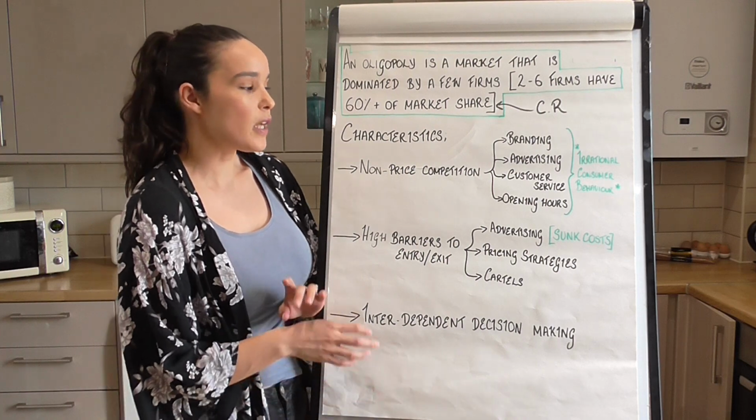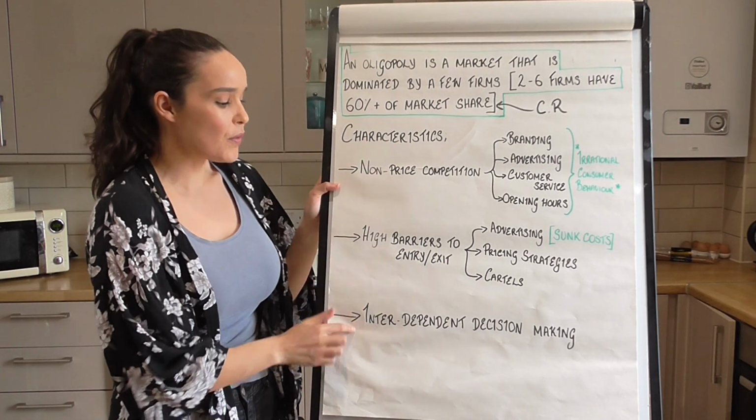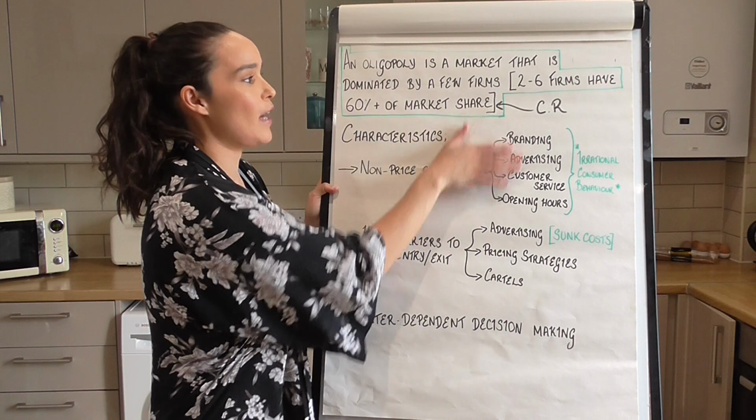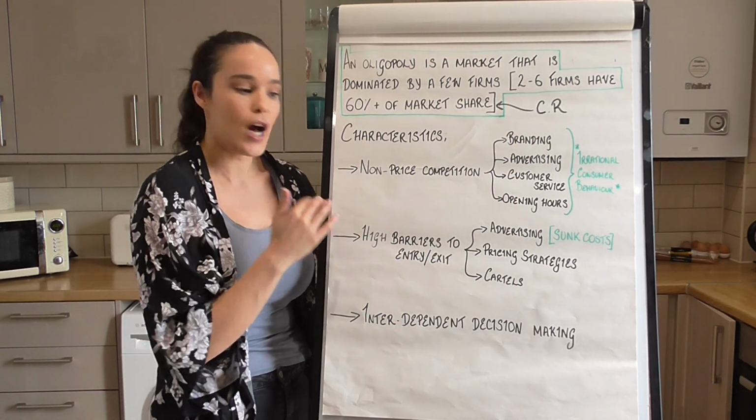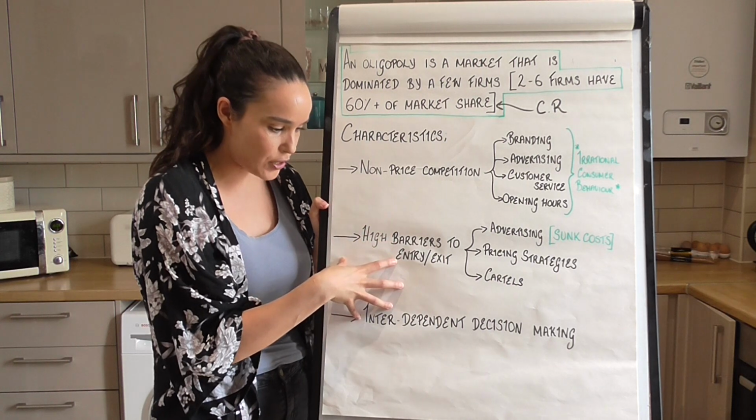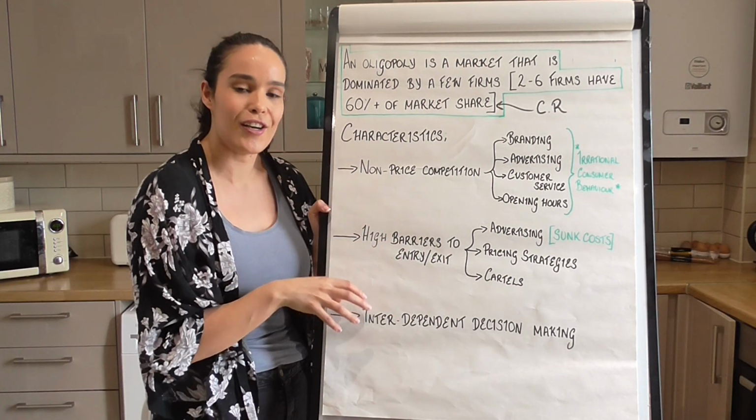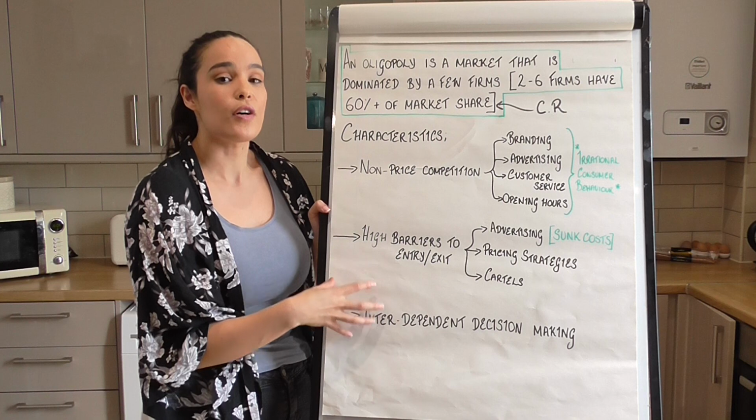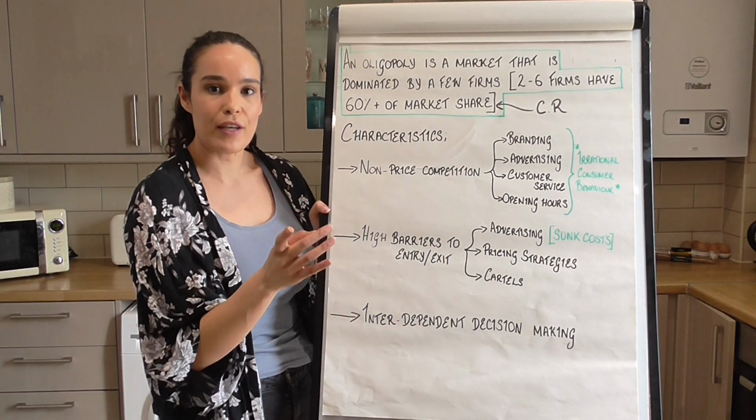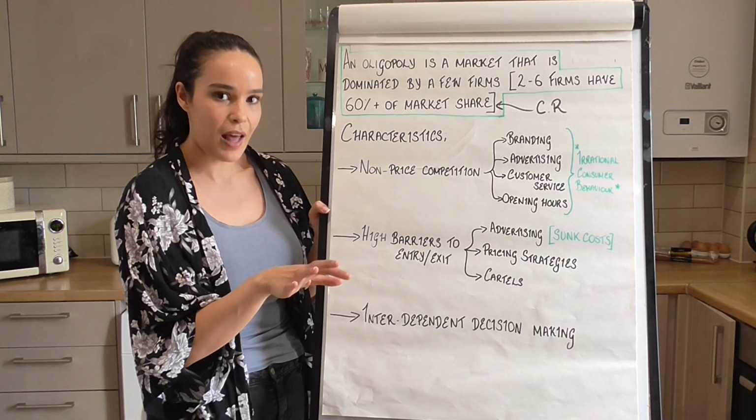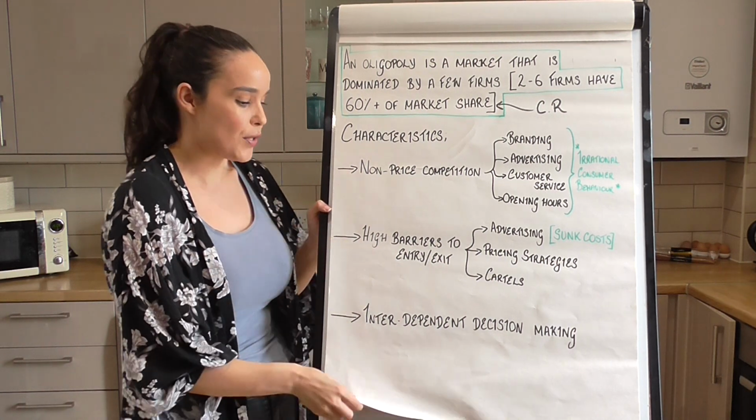So what I would like you to do, think about these characteristics, and I want you to think about what the diagram may look like, how we can take this information and represent it in our theory of the firm diagram, our cost and revenue diagram. So have a think about it, pause, try and draw a diagram, and then we will have a look at the diagram together.